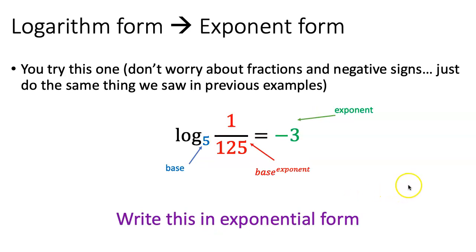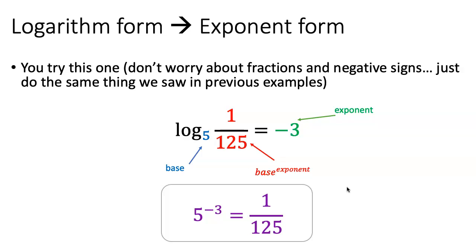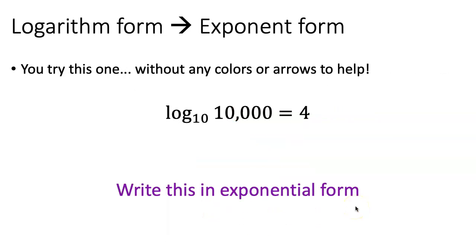Now, you try this one. Don't worry about the negative values in the fractions. Just follow the same pattern. Go ahead and pause the video if you want and write that logarithm in exponential form following the same pattern we've already seen. And there's the result. There's the base, there's the exponent, and what it comes together to equal. So log base 5 of 1 over 125 is negative 3. That's the same thing as 5 to the negative 3 power equals 1 over 125.